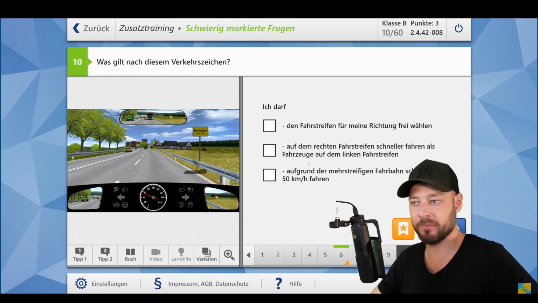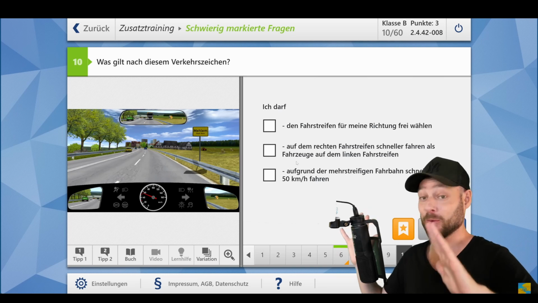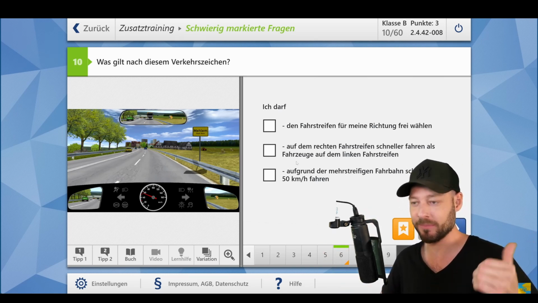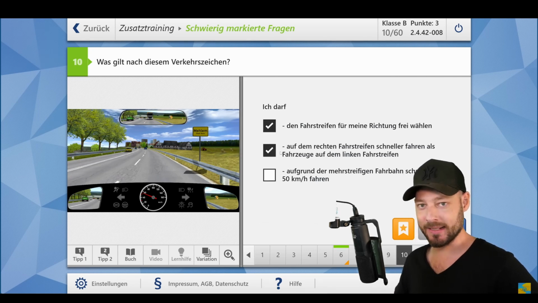In built-up areas, according to this traffic sign, you have free lane choice. So you are allowed to drive in every lane at all times. You don't always have to move over to the right, and you are also allowed to overtake on the right. That's why the 1 and the 2 are correct.